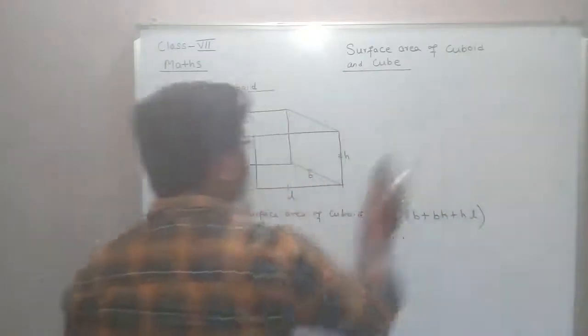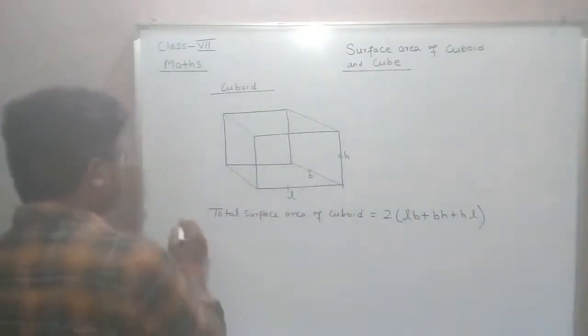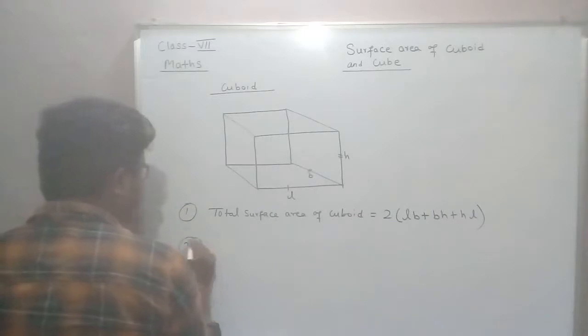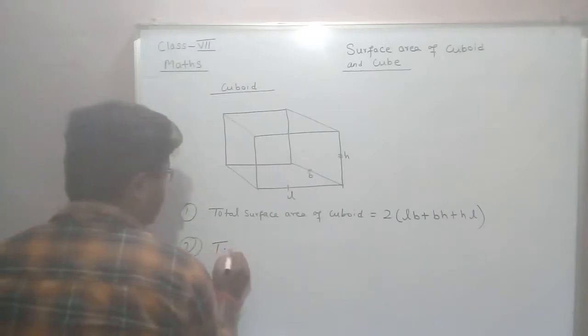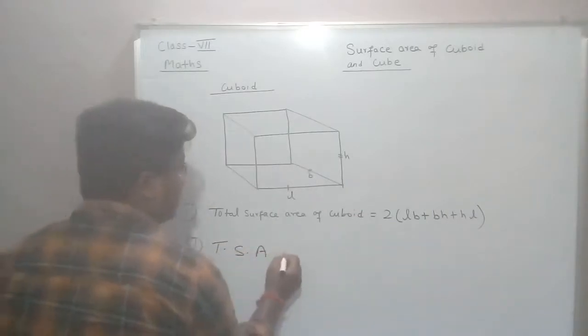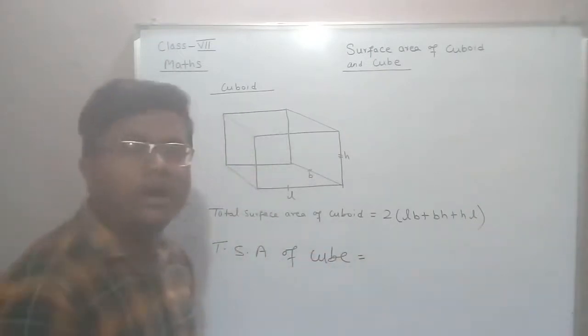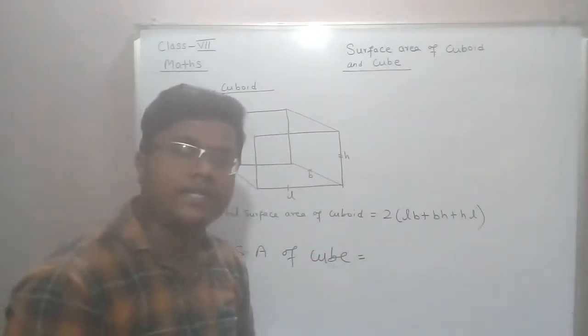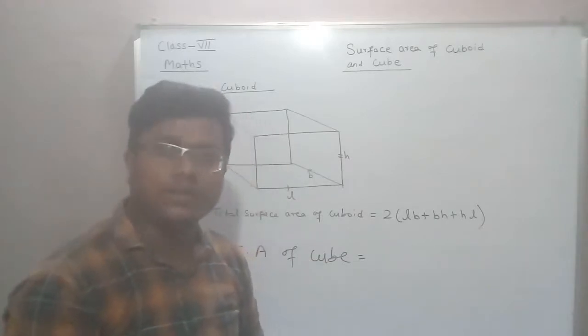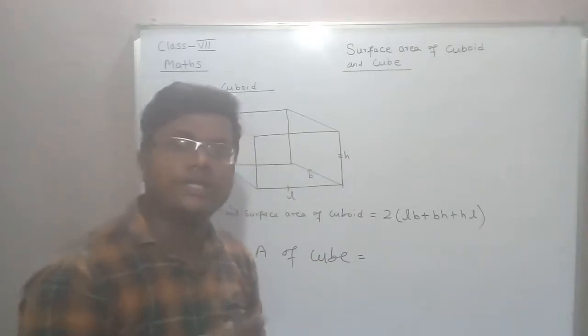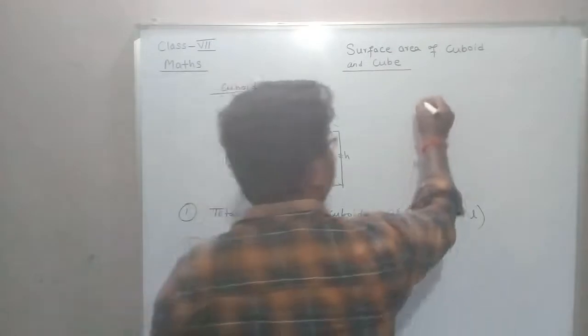Similarly, for your cube, total surface area of cube. For a cube, all the surface areas are the same. There are 6 surfaces in a cube also, but in a cube length is equal to breadth. Suppose this is your figure for the cube.